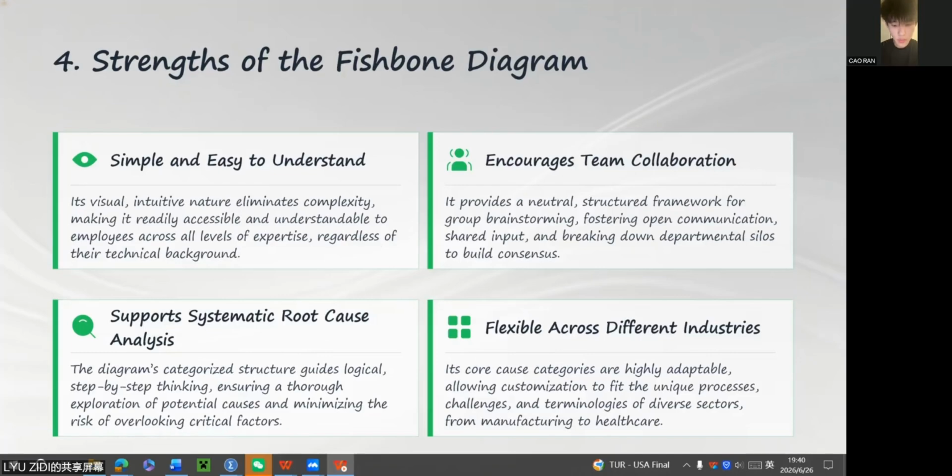The fishbone diagram has several advantages. It is simple and easy to understand. It encourages teamwork and discussion, and it provides a systematic way to analyze problems. And it is also flexible and can be used in many different industries.